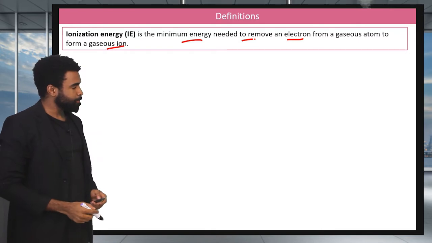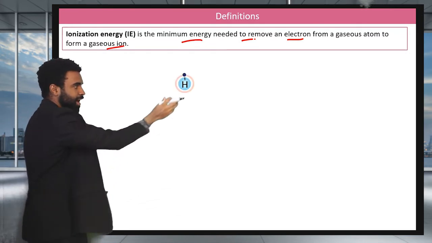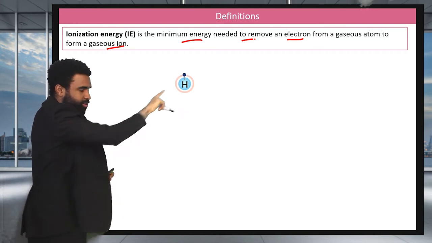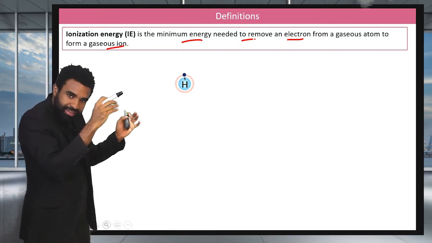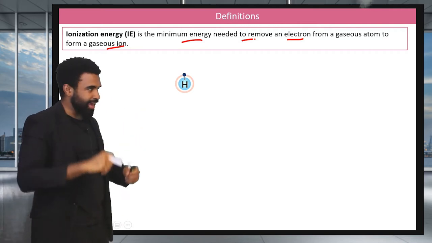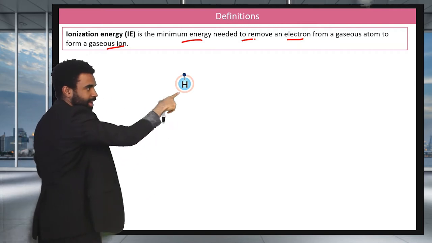What does that mean? Let's look at an example. Here we have a hydrogen atom, and it's gaseous. How do we know it's gaseous? Because it's only one. If you have an isolated atom, it must be a gas. For it to be a liquid or a solid, it needs to have buddies to hang out with. So here we have a gaseous hydrogen atom.